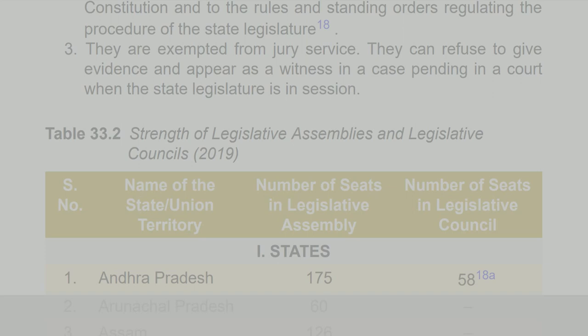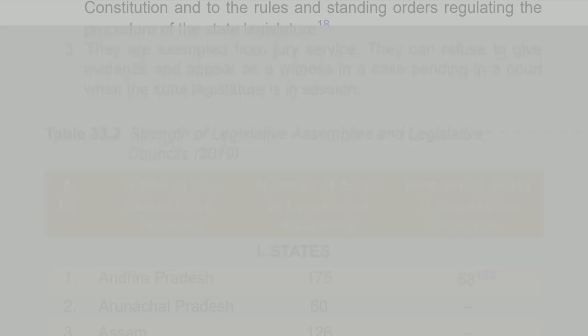Chhattisgarh 90. 6. Goa 40. 7. Gujarat 182. 8. Haryana 90. 9. Himachal Pradesh 68. 10. Jharkhand 81. 11. Karnataka 224, 75. 12. Kerala 140. 13. Madhya Pradesh 230. 14. Maharashtra 288, 78. 15. Manipur 60. 16. Meghalaya 60. 17. Mizoram 40. 18. Nagaland 60.